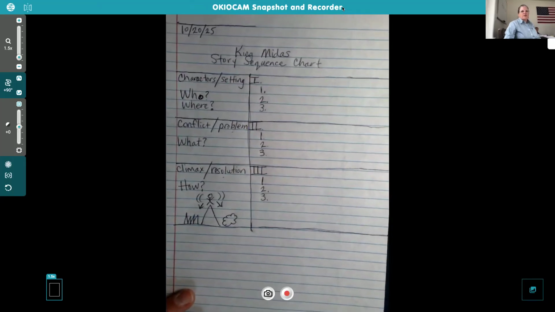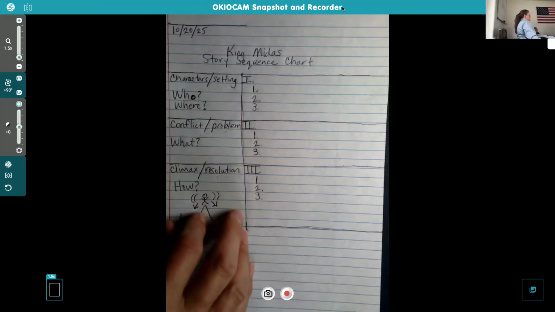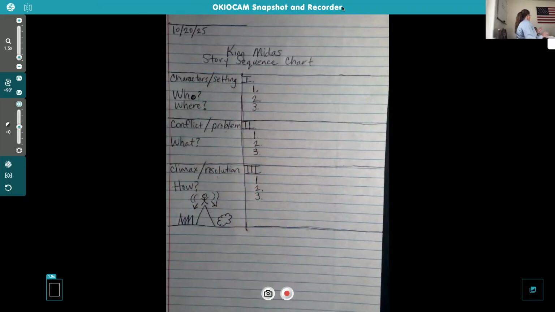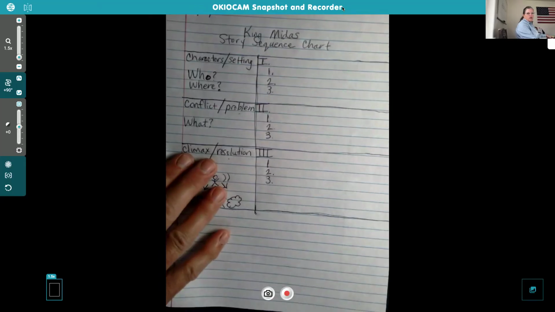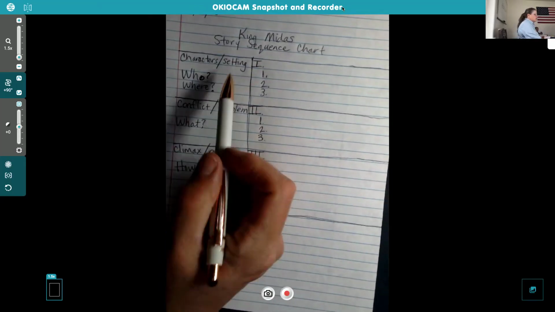Okay, a story sequence chart has 3 main parts to it. By the way, just so you know, you can relax. Get out this, please. Each paragraph is really only going to have 4 sentences. So we're going to talk about in this first paragraph.